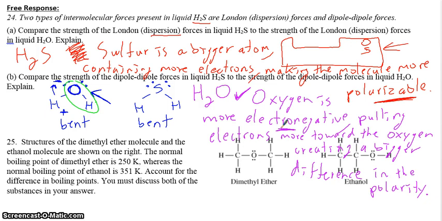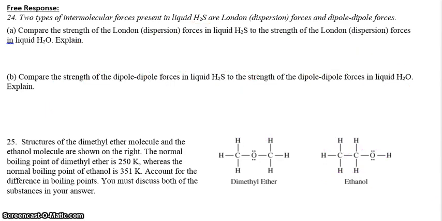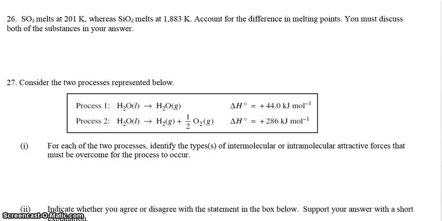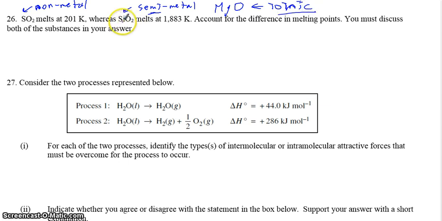Take a look, very similar question. I want to take a look at number 26. Actually, number 26 is a bit different. Here we're asked about two compounds, SO2 and SiO2. Silicon is a semi-metal, whereas sulfur is definitely a non-metal. Semi-metals are kind of approaching metals. Remember, if you had something like magnesium oxide, you'd have an ionic compound, which means SiO2 is kind of approaching halfway there.